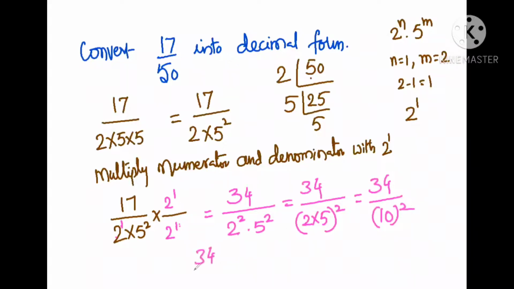34 by 10 square means 10 into 10, 10 multiplied 2 times, 100. Now there are 2 zeros in the denominator. So starting from the right side, move to the left. After 2 digits, keep the decimal. This is the decimal form of 17 by 50.